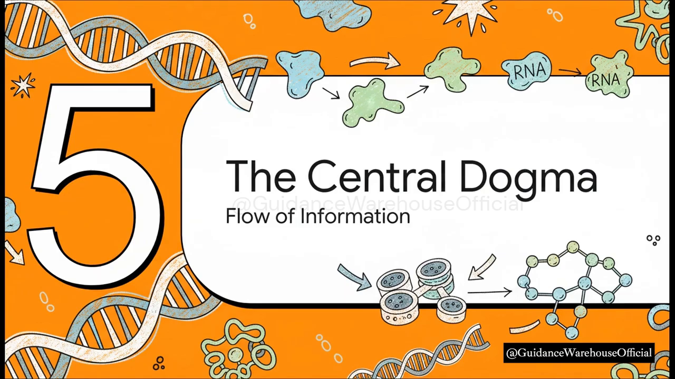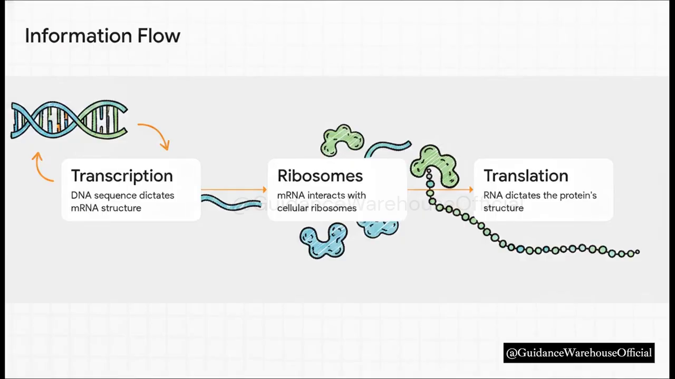Which brings us to our final section, Part 5, the Central Dogma, the Flow of Information. Let's move to how this builds into what scientists actually call the Central Dogma of Life. Basically, the flow of information always goes one way, from DNA to RNA to protein. Step 1. DNA dictates the structure of mRNA through transcription. We are essentially transcribing the code into a transportable message.